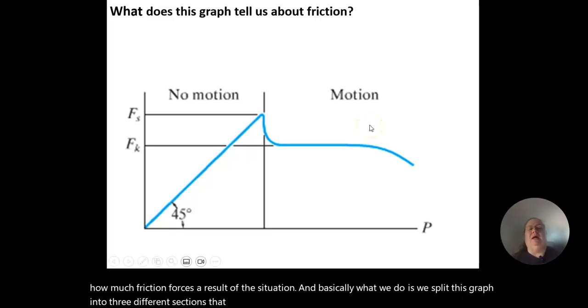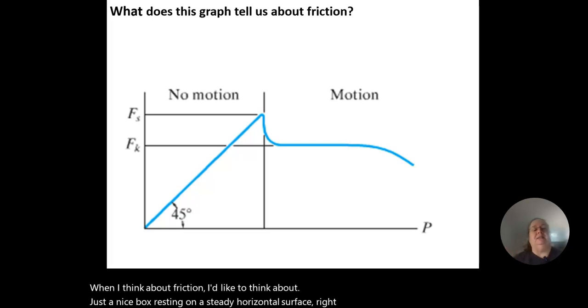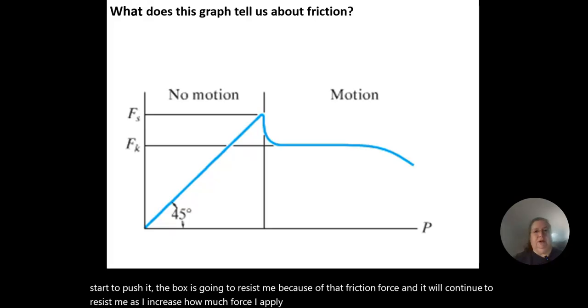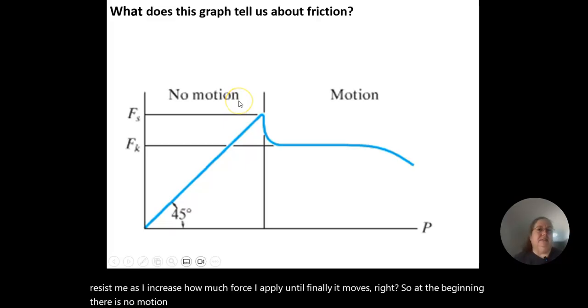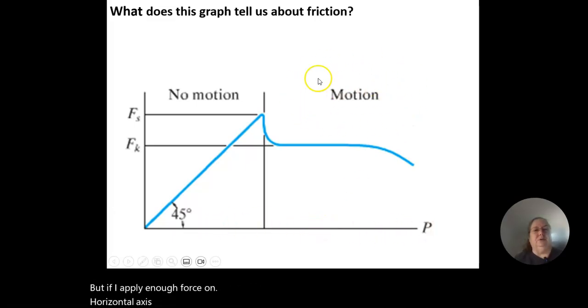When I think about friction, I like to think about just a nice box resting on a steady horizontal surface, right? And if I walk up to that box and I start to push it, the box is going to resist me because of that friction force. And it will continue to resist me as I increase how much force I apply until finally it moves, right? So at the beginning, there is no motion around my box. It's just sitting there resisting me pushing on it. But if I apply enough force on this horizontal axis, eventually the box is going to start to move.